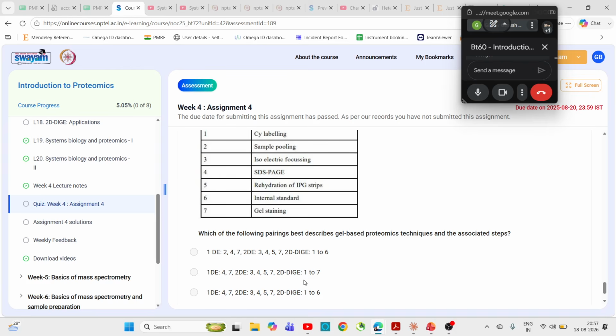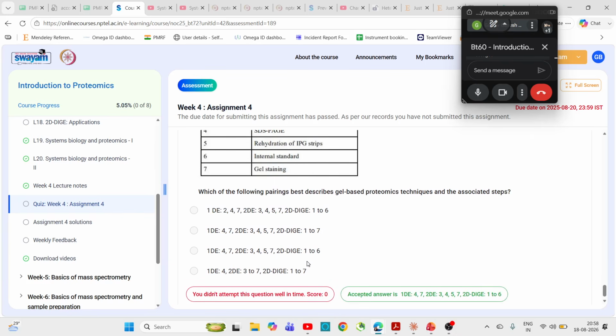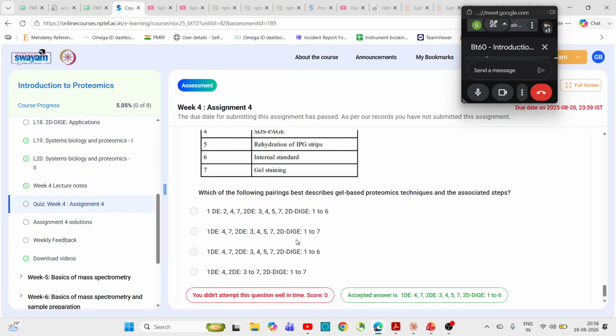Which one? B option. So let's check it once and then I can go for the answer. So one dimension we use 4 and 7, SDS and gel staining, yes. For two dimensional 3, 4, 5, and 7, two dimensional isoelectric focusing. 4, 5, and 7. Okay. For DIGE use 1 to 7 or 1 to 6, they say. So answer is 4, 7. So it's C option, 3, 4, 5, 7, and 1 to 6.